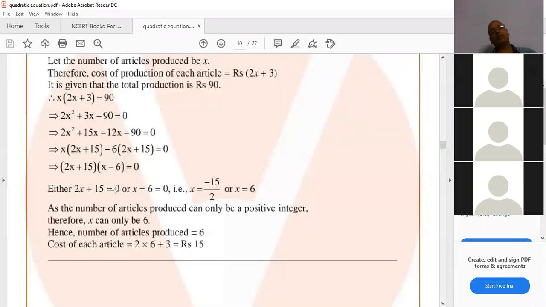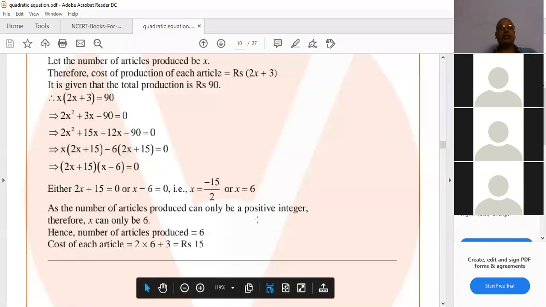2x plus 15 equal to 0 or x minus 6 equal to 0. X equal to minus 15 by 2 or x equal to 6. Hence, for the number of articles produced, you can take only a positive integer. Hence, the number of articles produced is 6.